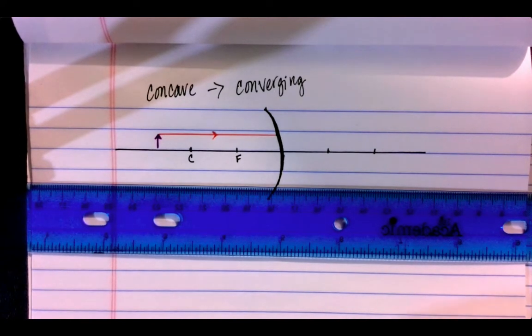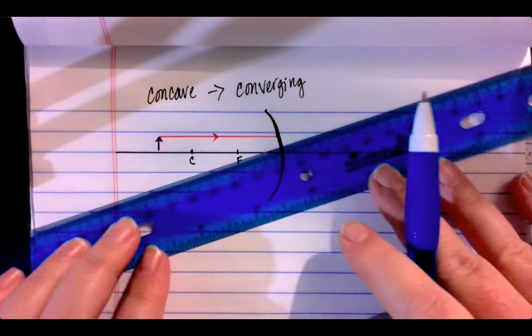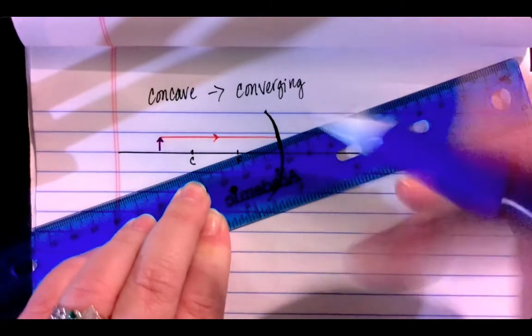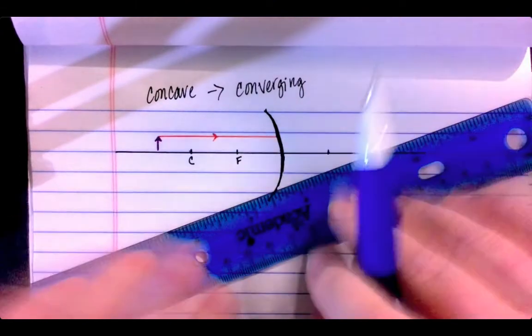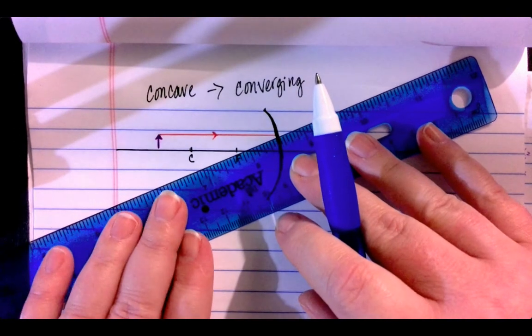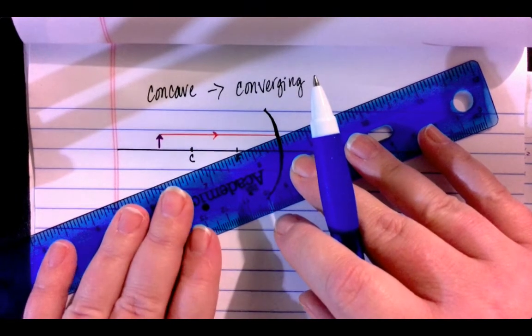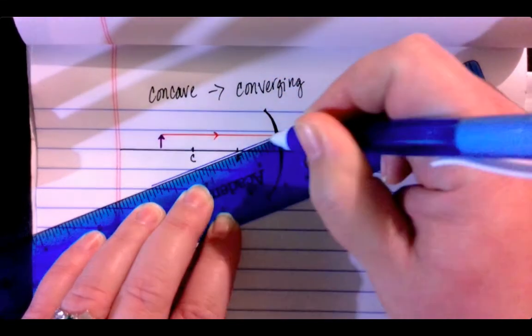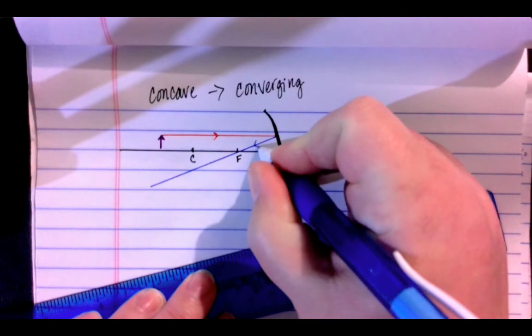A reflected ray is going to bounce off of our mirror, and because it's concave, if it goes in horizontally, it's going to bounce off diagonally. So it'll bounce off here and go through the focal point. Okay, so I've got my reflected ray going that way.